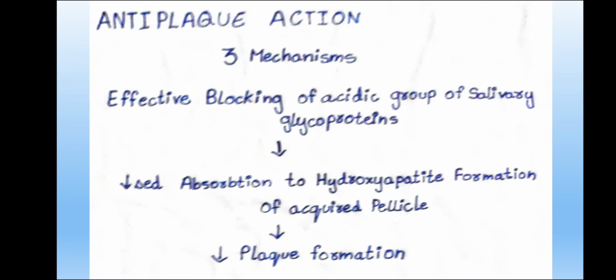This is the second action of chlorhexidine, anti-plaque action. This happens by three mechanisms. Number one, effective blocking of acidic groups of salivary glycoprotein leads to decreased absorption to hydroxyapatite and formation of acquired pellicle. Hence, it decreases plaque formation.